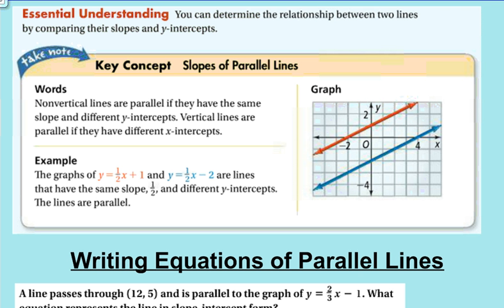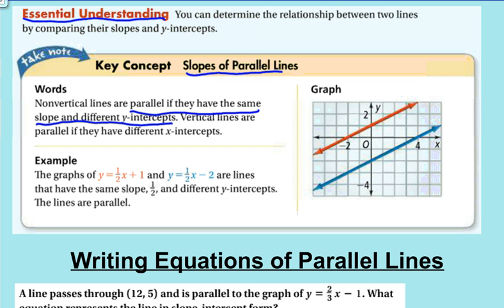Slopes of parallel lines. So if we read the essential understanding up on top here, it says you can determine the relationship between two lines by comparing their slopes and their y-intercepts. So if we look at the slopes of parallel lines, it says non-vertical lines are parallel if they have the same slope and different y-intercepts. That makes sense. If they have the same slope, they're going up or down by the same rate, and they'll never actually cross. The second part there, if they're vertical, they just have to have different x-intercepts.